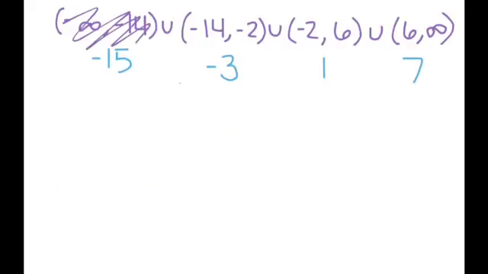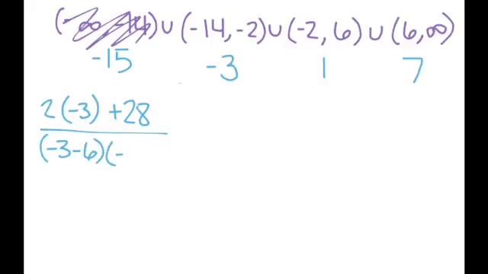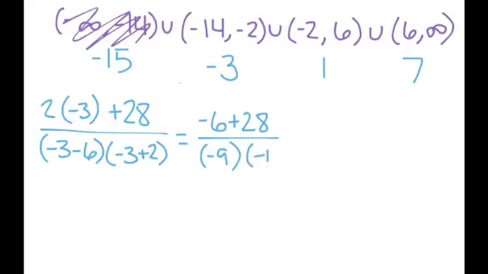So the next test number is negative 3. So we would do 2 times negative 3 plus 28 over negative 3 minus 6 times negative 3 plus 2. So it's negative 6 plus 28 over negative 9 times negative 1, which gives us 22 over 9, which is a positive number. So we know this interval does work.